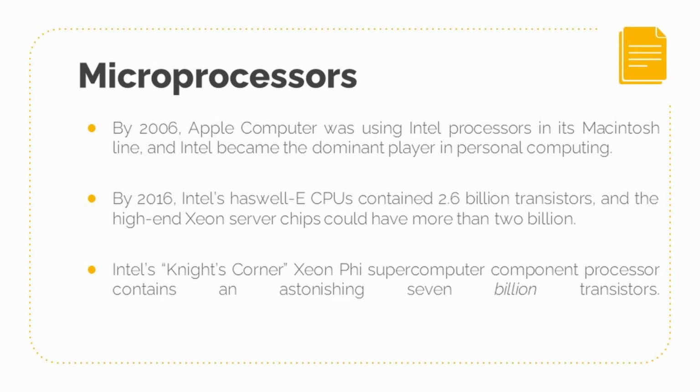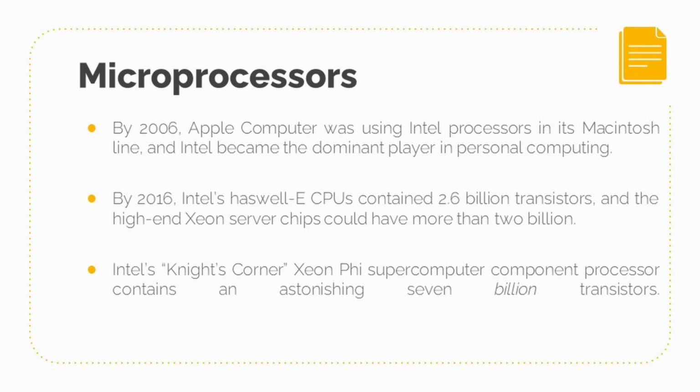The exponential growth in transistor count within Intel's processors illustrates the remarkable advancements in semiconductor technology over the years. By 2016, Intel's Haswell E CPUs boasted an astonishing 2.6 billion transistors, demonstrating the increasing complexity and sophistication of modern microprocessor designs. These high transistor counts allowed for greater processing power, improved energy efficiency, and enhanced feature sets, enabling a wide range of applications across various computing platforms.